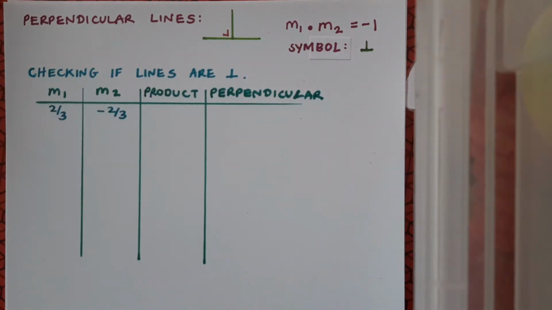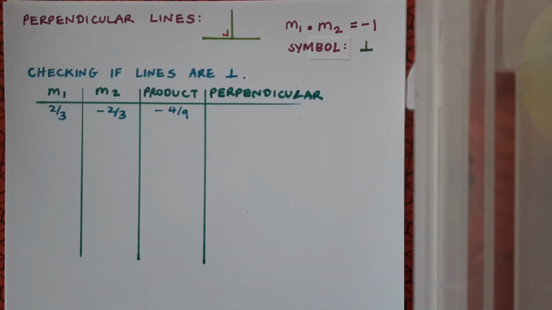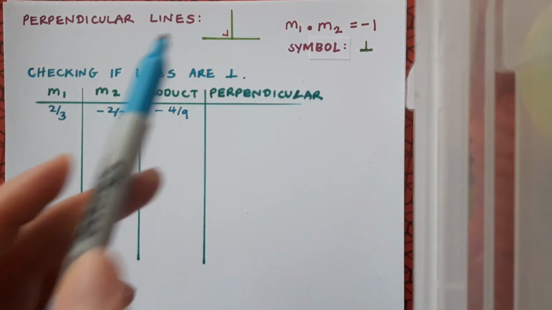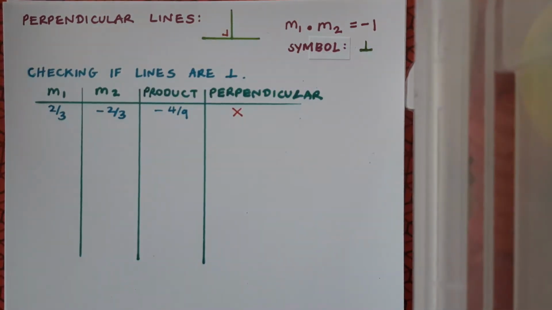If the lines are perpendicular, I'll put a tick, and if not, I'll put an X. So in my first example, I'm going to put in the first slope as 2/3 and the second slope as minus 2/3. Let's work out their product. It's minus 4 over 9. So are these lines perpendicular? Well, if they were, their product should be minus 1. That's not the case here. So lines with those slopes would not be perpendicular.